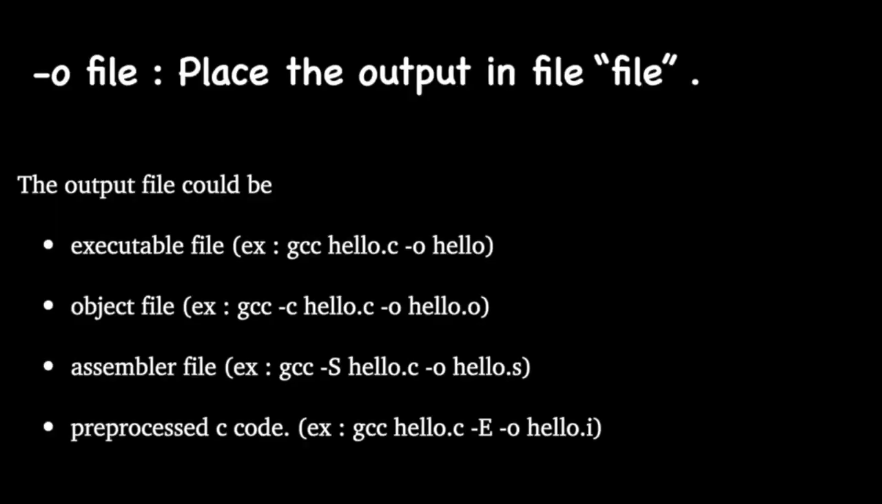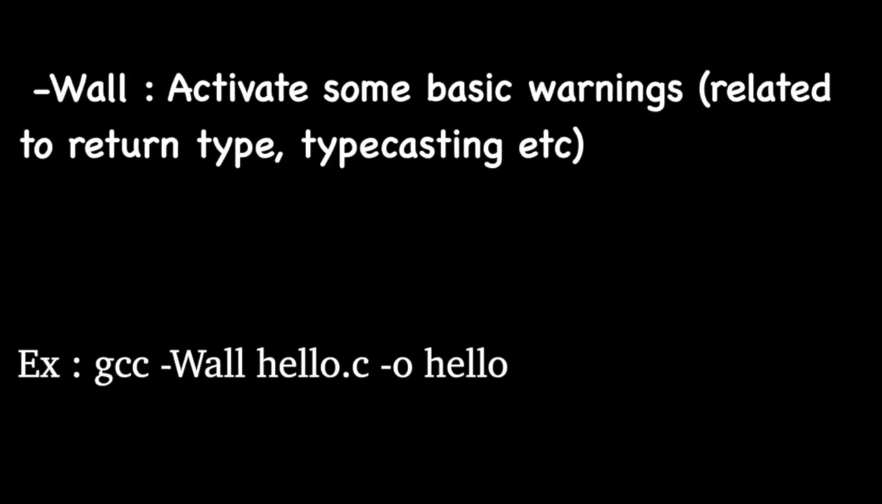Now we'll see the gcc command with the -o option. The -o option will place the output in a file. So the output file could be an executable file, object file, assembly file or preprocessed C file. We have seen this example many times. For the executable file, the output was stored in hello; the object file was stored in hello.o, the assembly file was stored in hello.s, and the preprocessed C file was stored in hello.i. The gcc command with the -Wall option is used to activate the basic warnings.